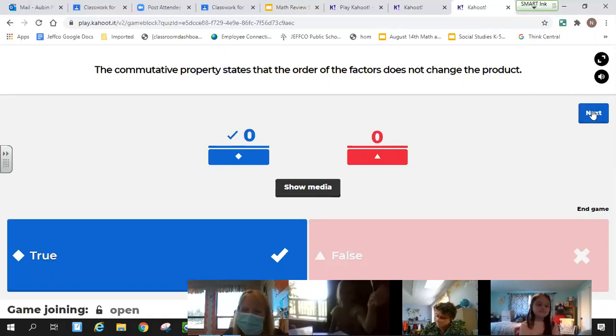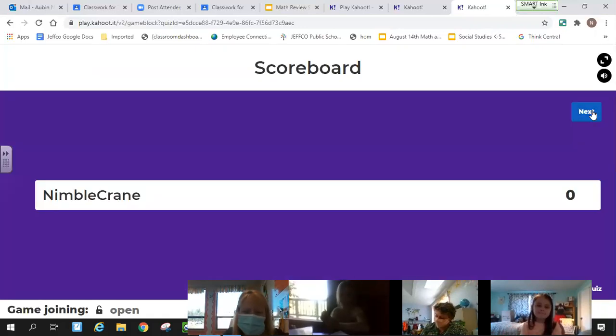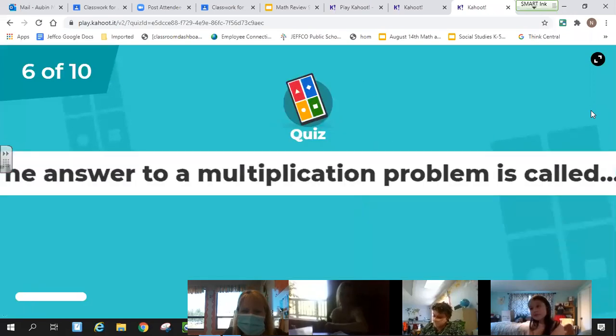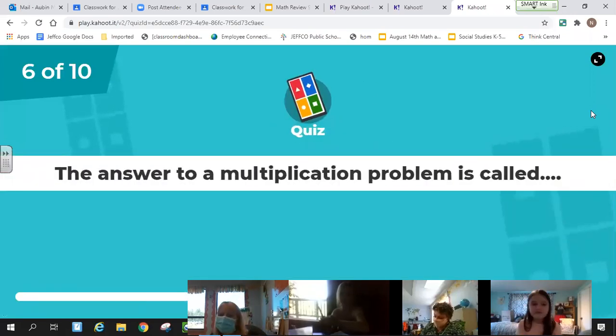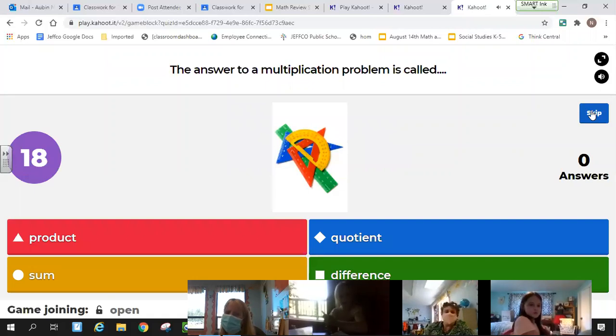All right, let's try another one. The answer to a multiplication problem is called the product, the quotient, the sum, or the difference. You can just write P, Q, S, or D.